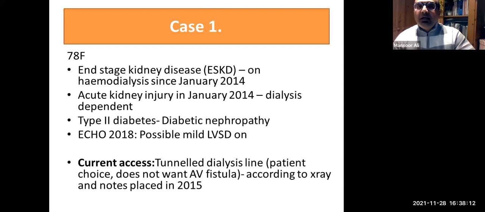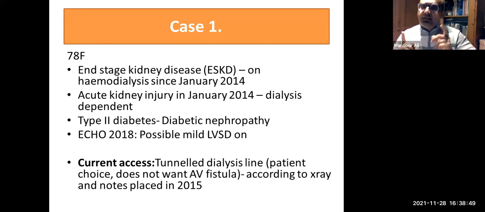She had an echo in 2018, and that was relevant because I'll be showing you some recent echo images for this patient, showing possible mild LVSD. In terms of dialysis, she had a tunneled dialysis line. You'll say, well, the patient's been on dialysis since 2014. Why is she having a tunneled line and not a fistula or a transplant? Well, the transplant was not discussed with her, because of lots of other issues with the patient and not engaging with the transplant services. But in terms of access, it was the patient's choice not to have a fistula, and she preferred to have the line.